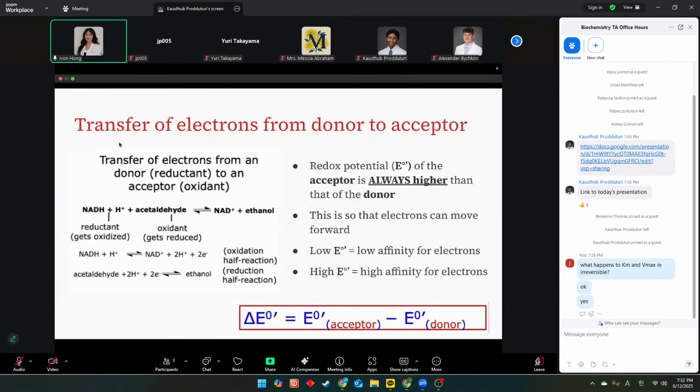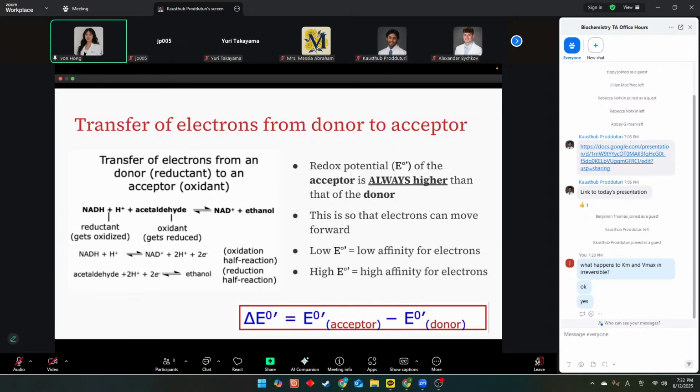The next part explains how electrons are transferred from the donor to acceptor. These are just some rules and facts, a little bit of math, to understand the foundation. Whenever she talks about reducing equivalents getting transferred, she's talking about electrons getting transferred from the donor to the acceptor. The donor is the reductant, the acceptor is the oxidant, just terms to know.